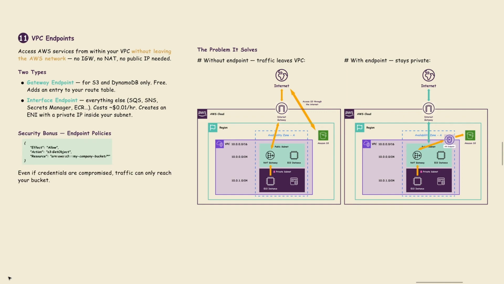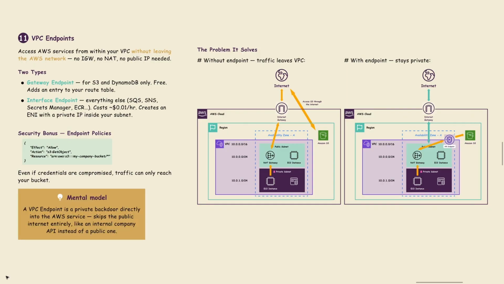Security bonus: endpoint policies. VPC endpoints also support endpoint policies. These policies allow you to control exactly what resources can be accessed. For example, you can allow access only to a specific S3 bucket. Even if credentials are compromised, traffic cannot reach any other bucket. This adds an additional security boundary beyond IAM permissions.